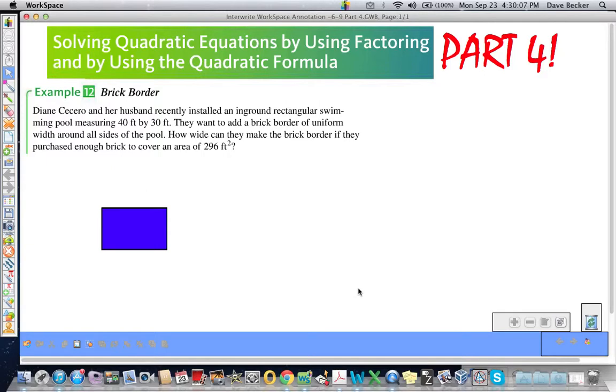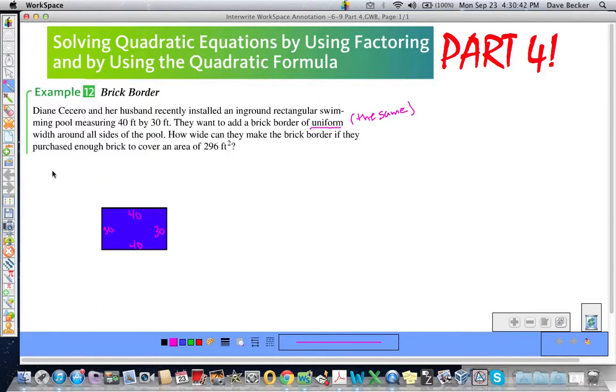All right, so we got that, and we also know, let's put down the information, that it measures 30 feet by 40 feet. So I'm going to put a 30 and 40 there. I'll put one here too, just for kicks. And this is 30 because it's a rectangle, right? Okay, so we're good. They want to add a brick border of uniform, that means the same, width around all the sides of the pool.